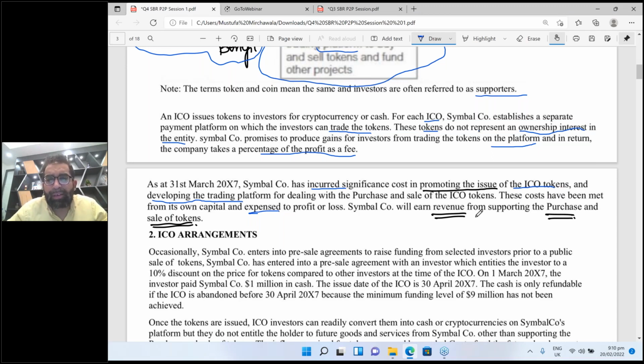The company will earn revenue from supporting the purchase and sale of tokens. Yes, we'll get the percentage.